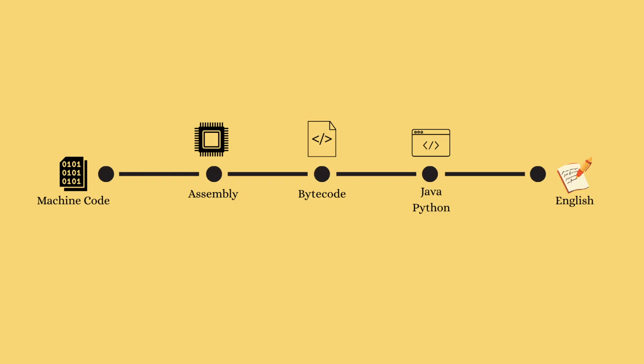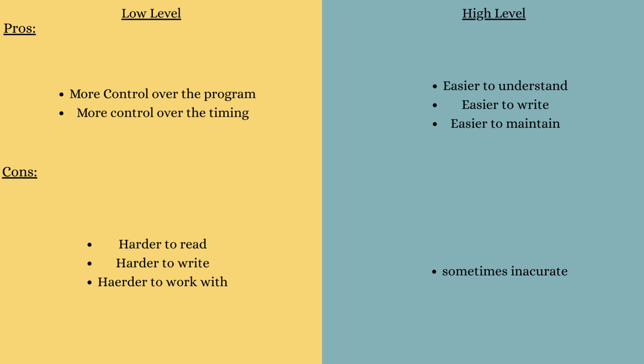In the end, both high-level and low-level languages are just abstractions of machine code. The difference is how much detail they hide from you. High-level languages hide more of the machine details. Low-level languages hide less. Both high and low-level languages have their pros and cons.